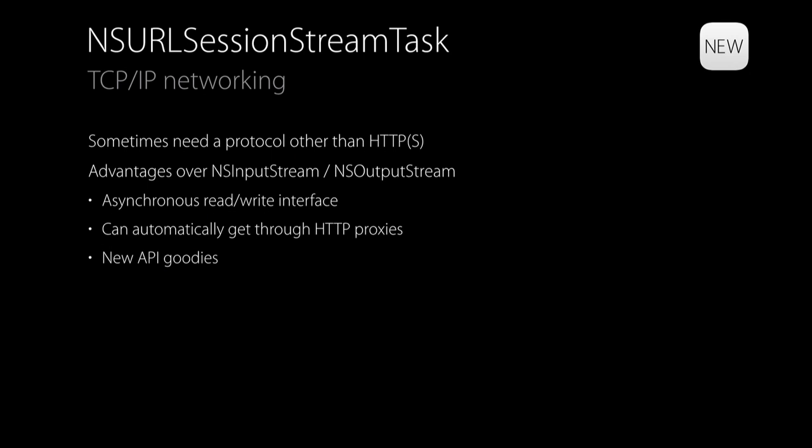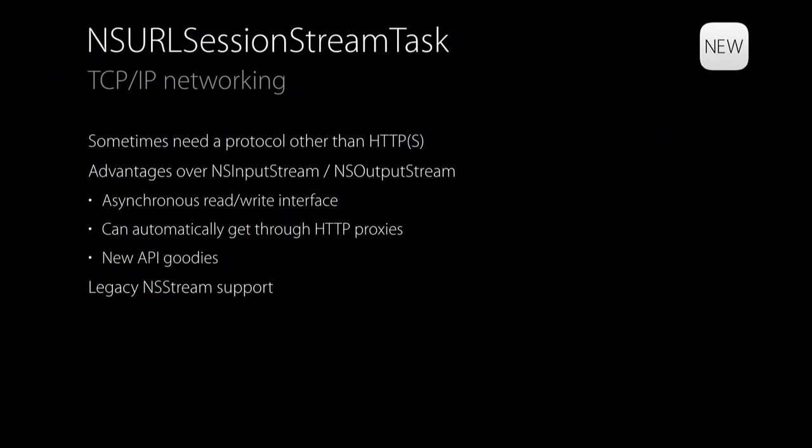Secondly, NSURLSession has great built-in support for automatically getting through HTTP proxies. And NSURLSessionStreamTask can leverage this support so that you can connect to a remote server even if there's an HTTP proxy between it. And NSStream can't really do this. And there are a few other new API goodies that I'll talk about later as well. We also know that NSStream is a very pervasive API. There are a lot of other frameworks and APIs that accept and work with NSStream objects. So we also have some support to be compatible with NSStreams as well, and I'll show you that later on.